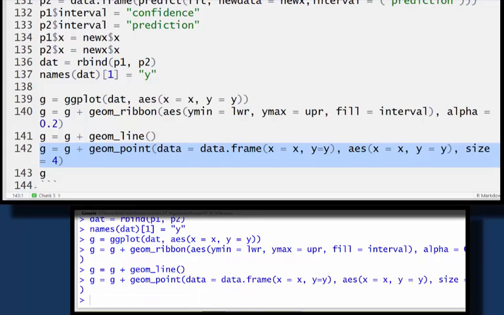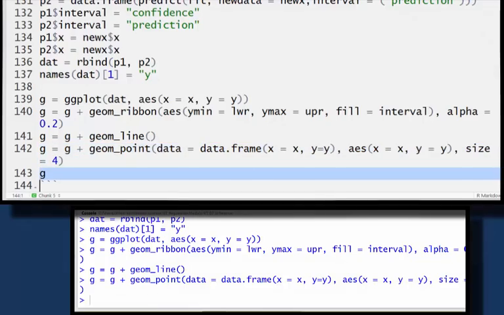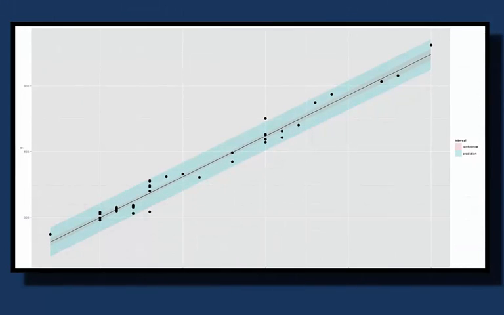Now my observed data points aren't in the data frame that I used to create the ggplot, so I have to give it a new data frame and a new aesthetic command for this particular layer. And then let me do my plot, and then I'm going to switch windows to a large window with the plot. So here's my plot, and again the blue is the prediction interval.